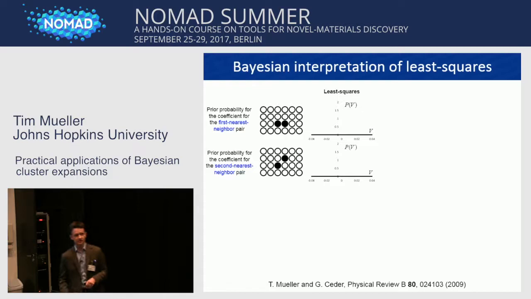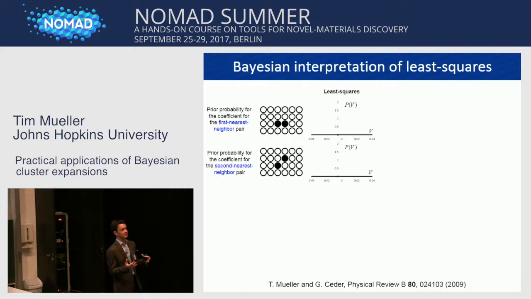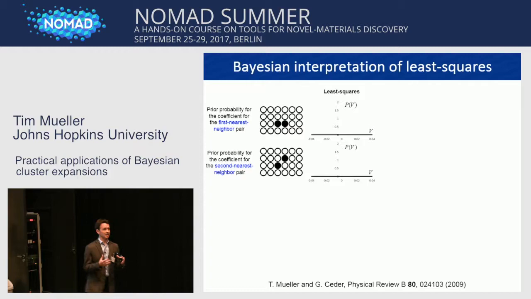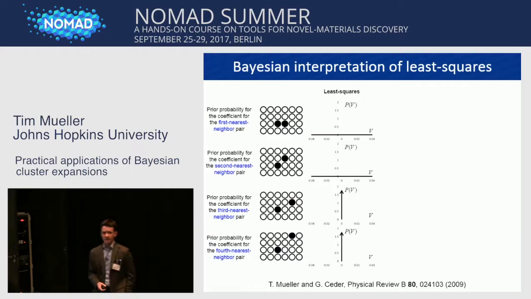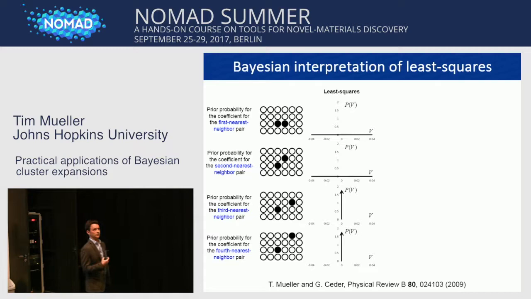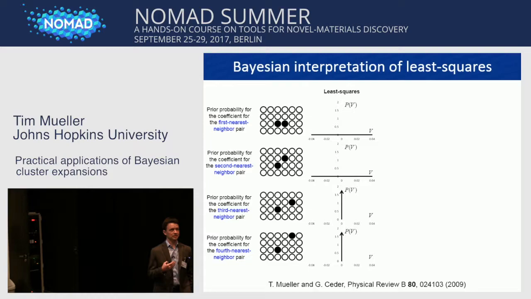And what you're really saying there is that the effective cluster interaction is as likely to be 1 kiloelectron volt as it is 1 millielectron volt. So it's not necessarily the most physically realistic, but that's mathematically what you were doing. Now say we've decided we're not going to include the third and fourth nearest neighbors, so we're going to get rid of those. Here, the prior probability distribution you're using is a delta function centered at 0. You are saying, I am 100% confident that the values for those cluster interactions are 0. And that's why they're excluded from the fit.